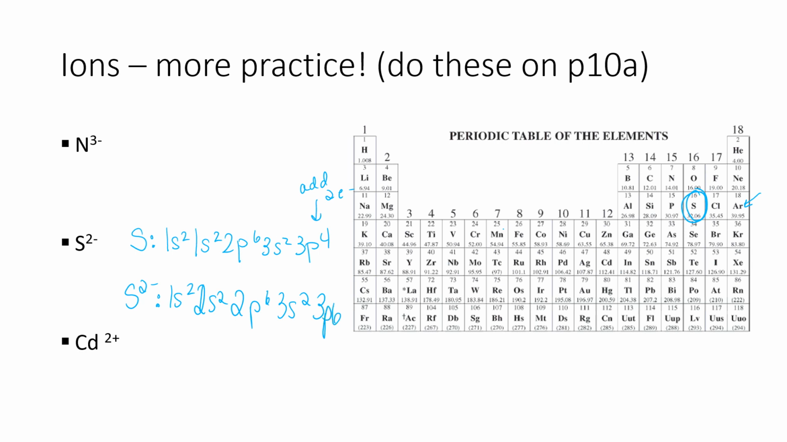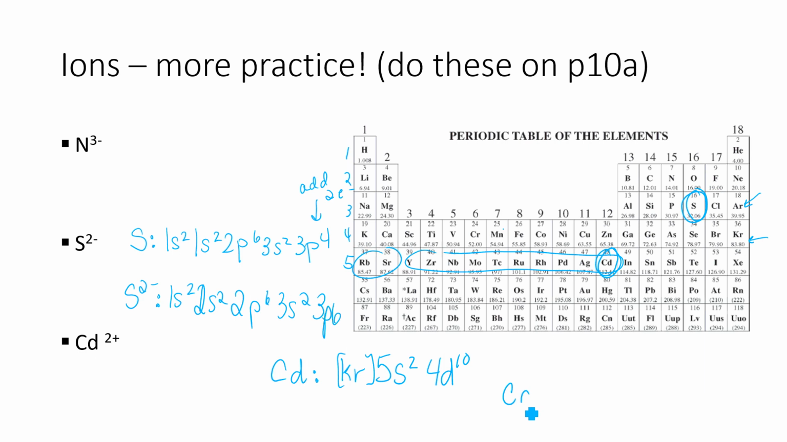Okay, let's look at cadmium. Cadmium is down here. I can write out the full electron configuration, or I can also use the noble gas shortcut if I want to. So for cadmium, let's use the noble gas shortcut. I'm going to look at the previous noble gas, which is krypton. So neutral cadmium is like krypton, but with 2 electrons in the 5s and 10 electrons in the 4d. So this is neutral cadmium's electron configuration.